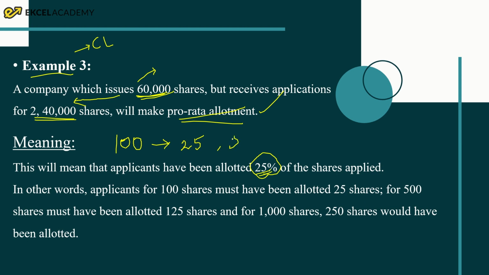Similarly, if there is an application for 500 shares, the applicant will receive only 125 shares, that is 25% of the total application made. In other words, applicants for 100 shares will be allotted 25 shares, applicants for 500 shares will be allotted 125 shares, and where there is an application for 1000 shares, only 250 shares would be allotted. So this is known as pro rata allotment, that is, on the basis of a particular fixed percentage, the applications will be accepted, and on the basis of the percentage, allotment will be made to issue the shares. This is the concept of pro rata allotment.